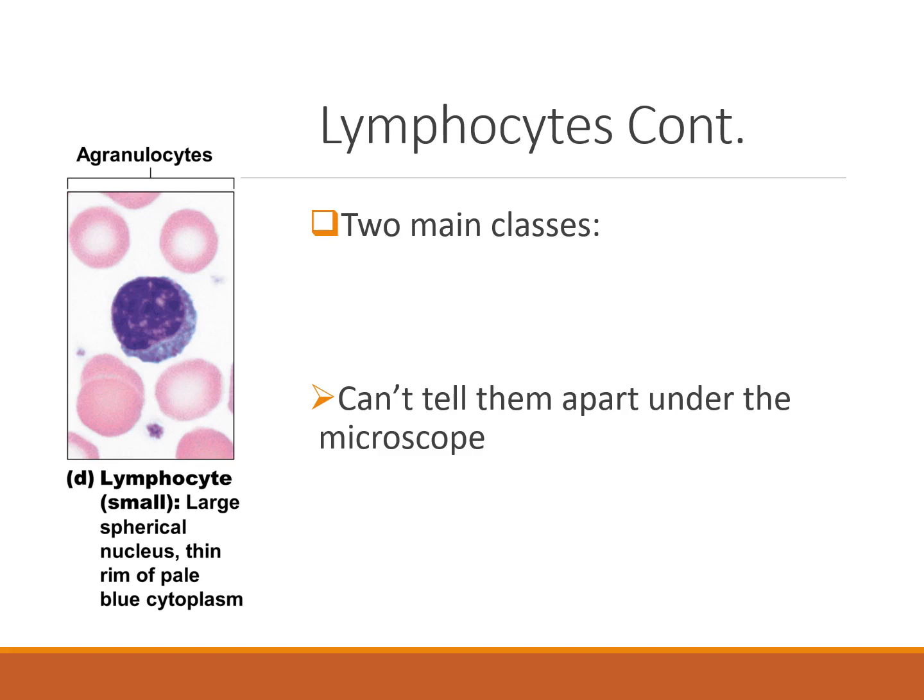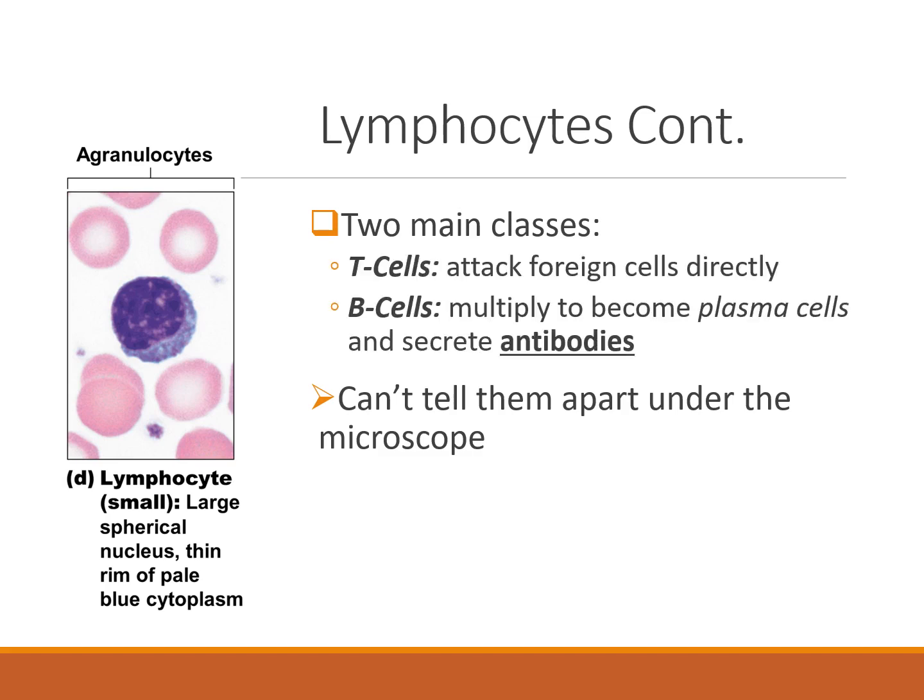So we have two different types of lymphocytes, and again, we'll talk more about this when we get to the immune system. But T cells and B cells are both lymphocytes, so they're just two different types of lymphocytes, and essentially they just have different jobs. So T cells like to attack foreign cells directly, okay? So they're kind of up close and personal attackers. They're like the melee fighters.